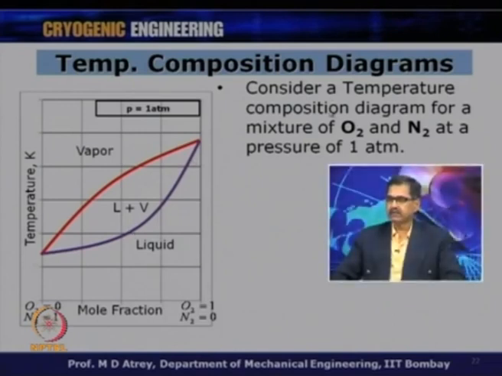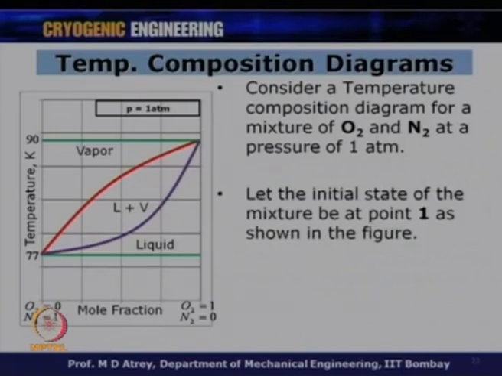Now, look at this typical diagram which we will come across all the time. Consider a temperature composition diagram for a mixture of oxygen and nitrogen at a pressure of 1 atmosphere. When I say 1 atmosphere, the boiling points are fixed: 77 Kelvin, 90 Kelvin. At 77 Kelvin, nitrogen is equal to 1; at 90 Kelvin, oxygen is equal to 1. Let the initial state of the mixture be at point 1. I want to show you what happens when any mixture of oxygen and nitrogen is cooled from a very high point and it comes down through this.